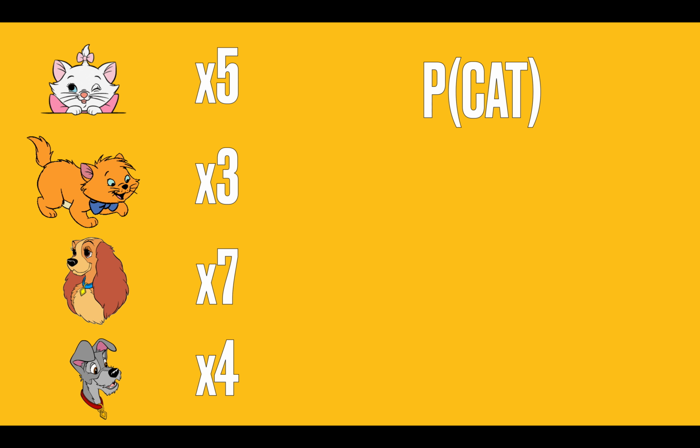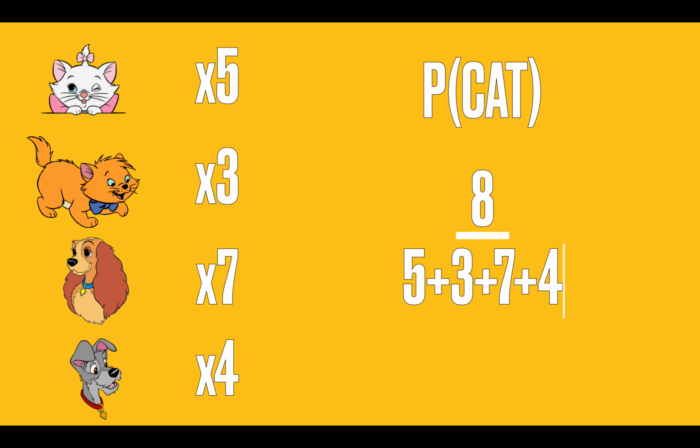But in this case, there's only 5 plus 3, the 5 female and the 3 male, which is 8 cats. And then we have to add up all the animals together. 5 plus 3 plus 7 plus 4, which is 19. Meaning the odds that you have a cat, if you randomly choose one, is 8 out of 19.